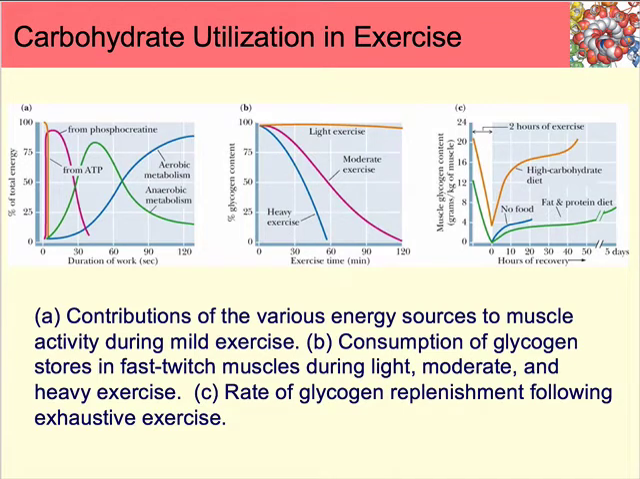It's a very interesting set of slides here that show the carbohydrate utilization during exercise, and we'll take each of these in turn. Frame A shows contributions of the various energy sources in muscle activity during mild exercise. Frame B shows consumption of glycogen stores in fast-twitch muscles during light, moderate, and heavy exercise. And frame C shows the rate of glycogen replenishment following exhaustive exercise.